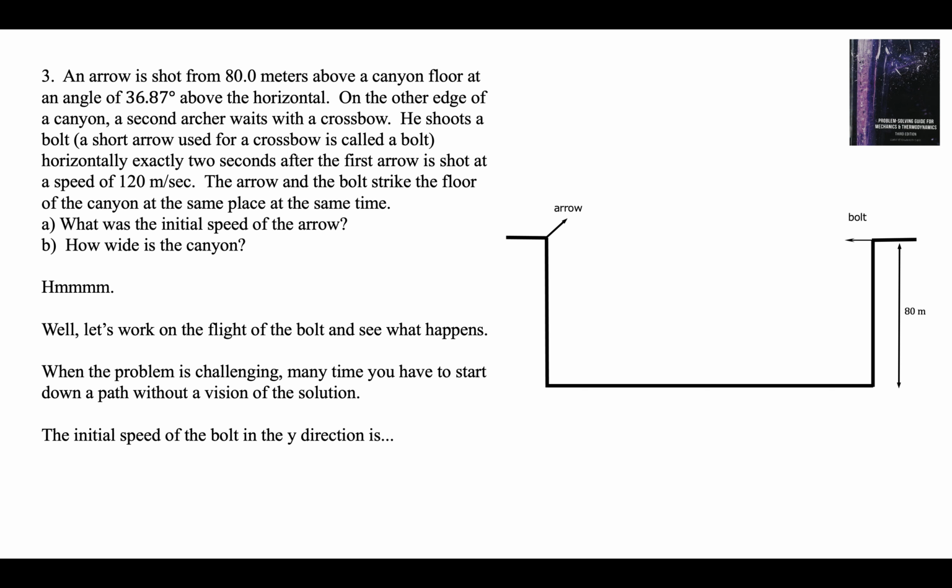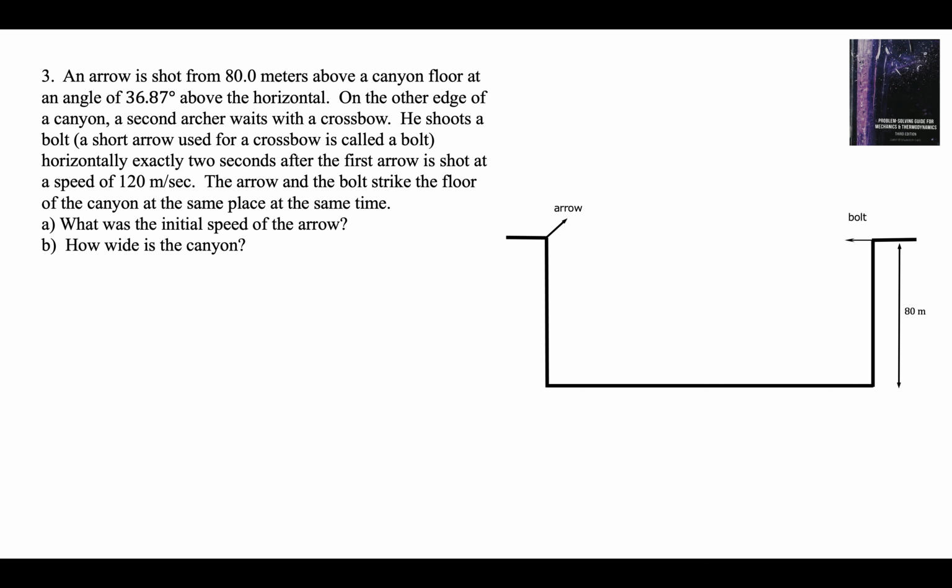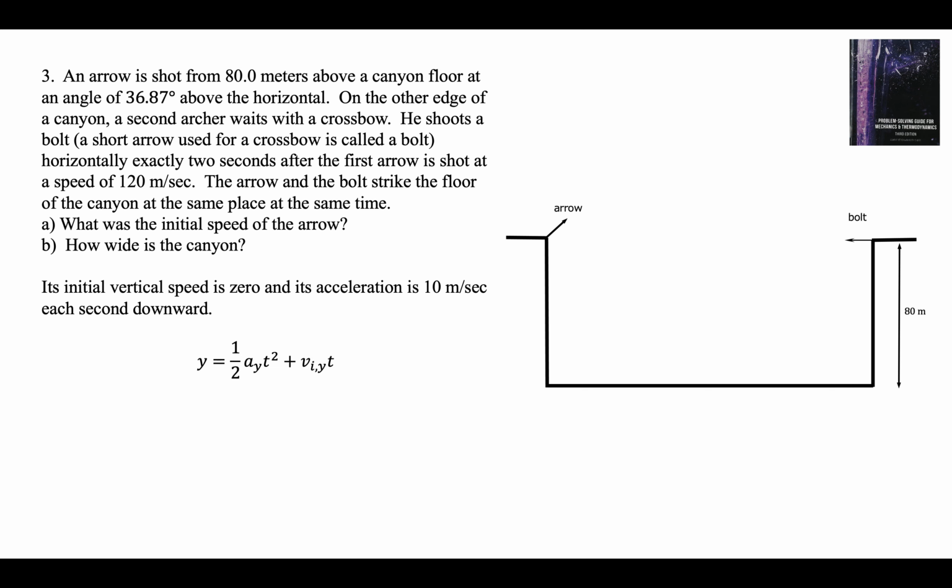So, the initial speed of the bolt in the y direction is, do not get this wrong, the problem's already hard, let's not make it any harder, it's 0. The bolt is shot horizontally. The bolt travels 80 meters downward with an initial speed of 0. The acceleration is 10 meters per second every second. There's our equation. If we're doing the y direction, the initial speed is 0. That makes it easier. So we put the 2 on the other side. We get 80 divided by 5, that's 16. Square root of 16 is 4.